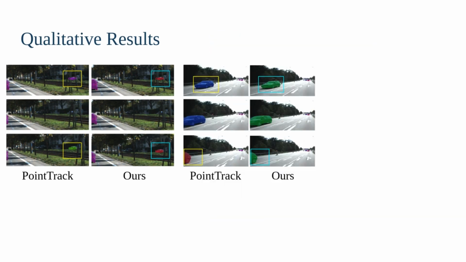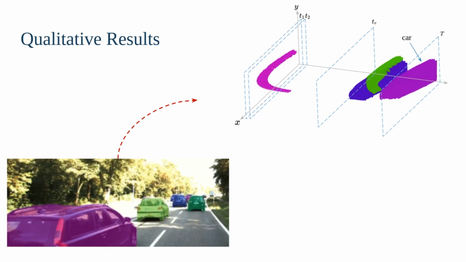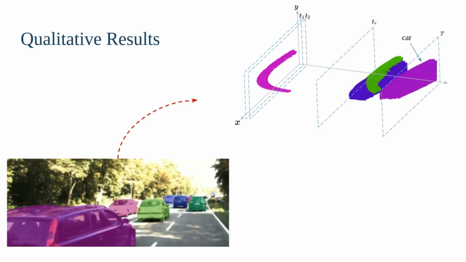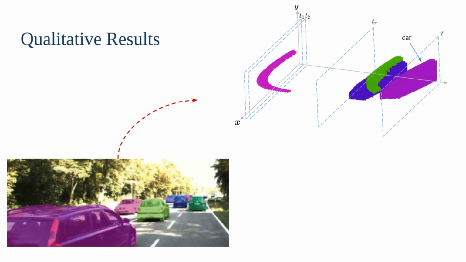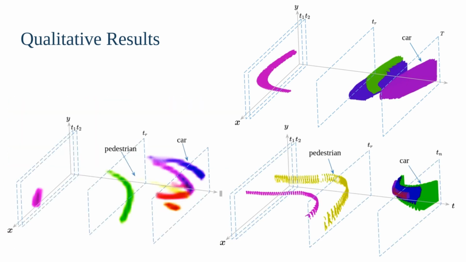Similar observations can be made in other videos. Our method preserves all identities of objects in the video as seen from the top right 3D representation. A short clip is shown in the bottom left. Similar observations are made for other videos.